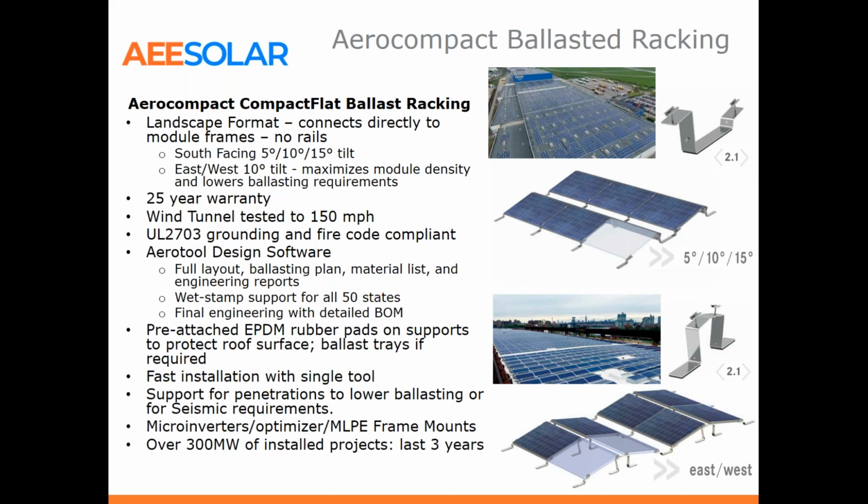These metal legs have pre-attached rubber pads that protect the roof surfaces. There are additional rubber pads that go under the ballast blocks and the ballast trays. They really provide superior protection to the roof, making sure that the roof is not damaged in any way with the install. Very fast installation, requiring only a single tool.